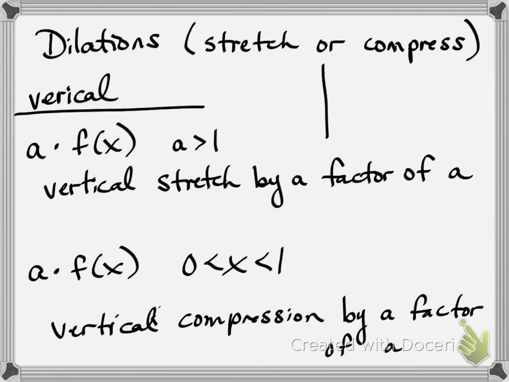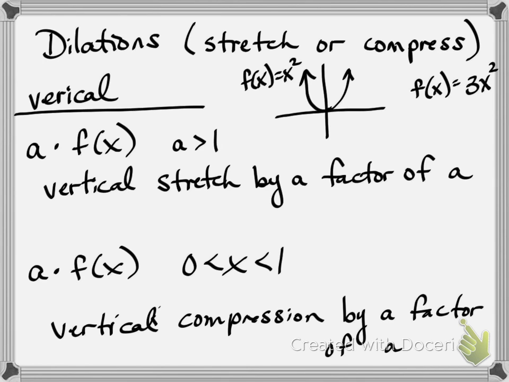So if we were to look at x squared, and we want to make a transformation, and we want to do 3x squared. So that's 3 times our function. So that's our a. Since that's greater than 1, this is a vertical stretch, a factor of 3. So what it does is it stretches up faster.